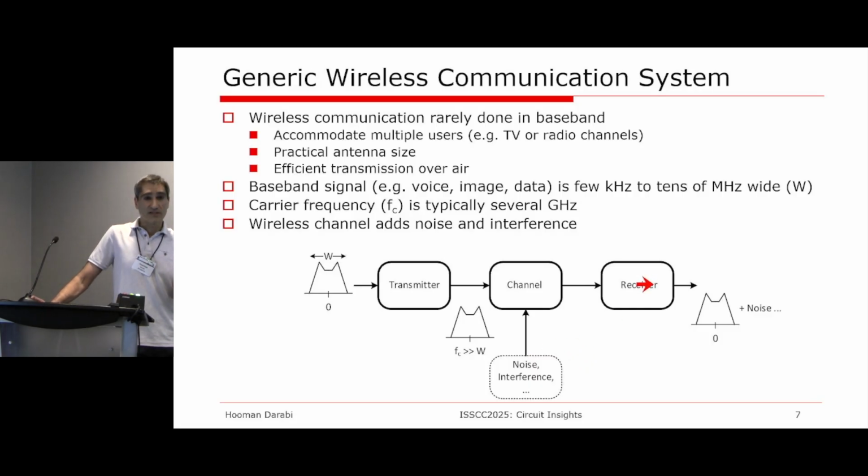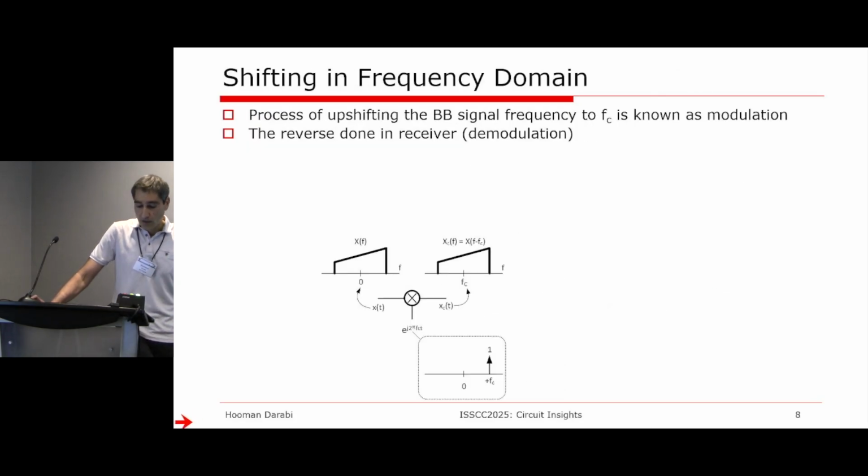And the receiver's job is to take that signal, which is now a bit contaminated with all the non-idealities, and bring it back to baseband where the signal is. That would be when you're listening to, let's say, your friend that you're talking to. So the very process of upshifting the baseband frequency around a carrier is known as modulation, and that's the number one task that the transmitter is expected to do. The reverse of that happens in the receiver. The frequency is downshifted or downconverted around the carrier back to the baseband.